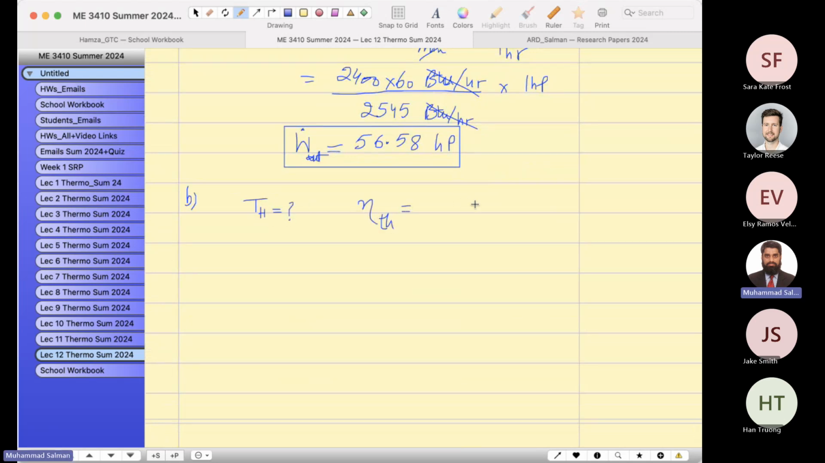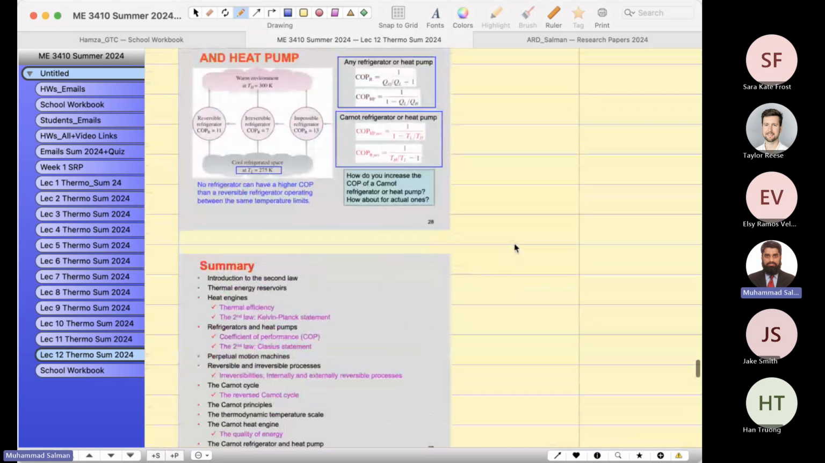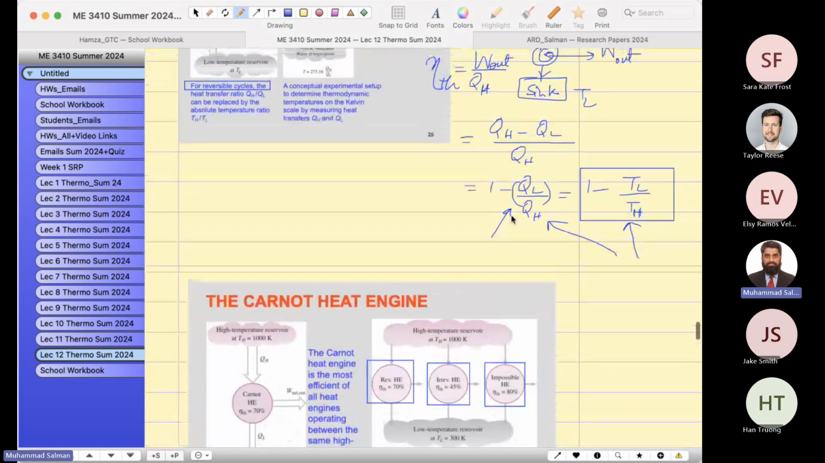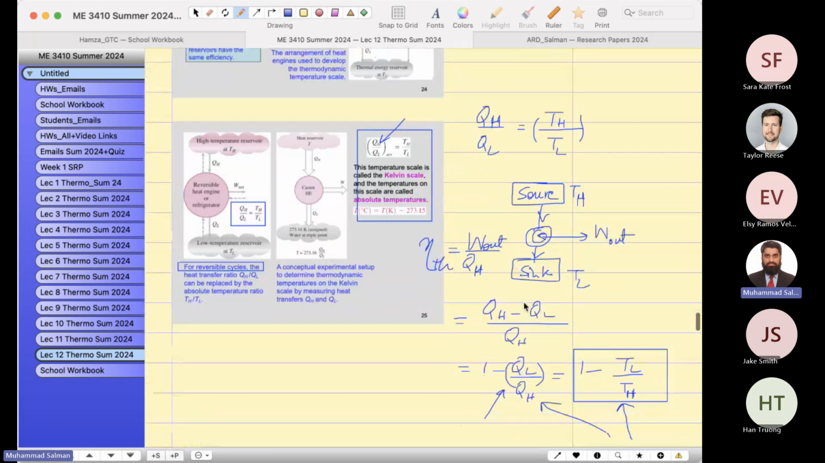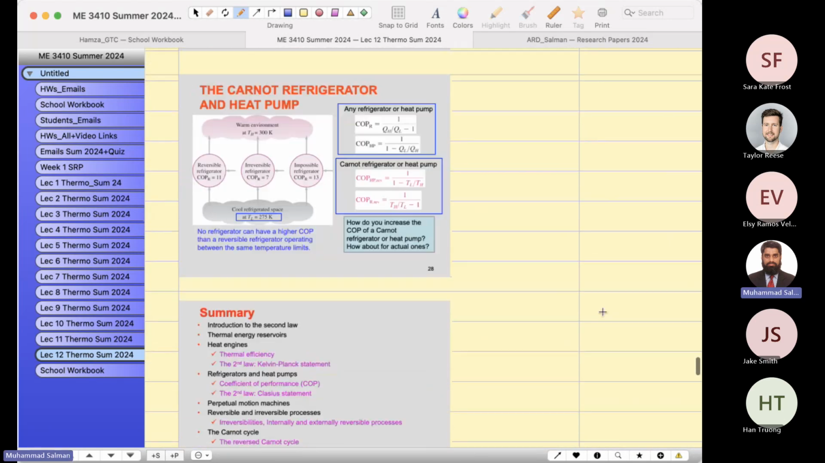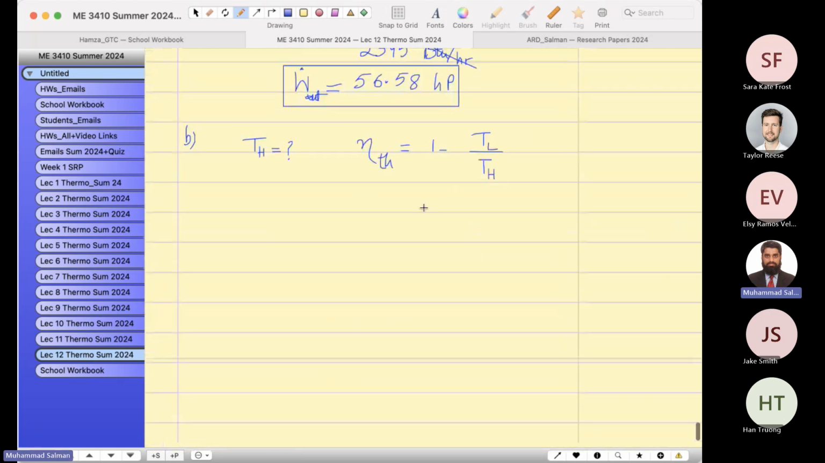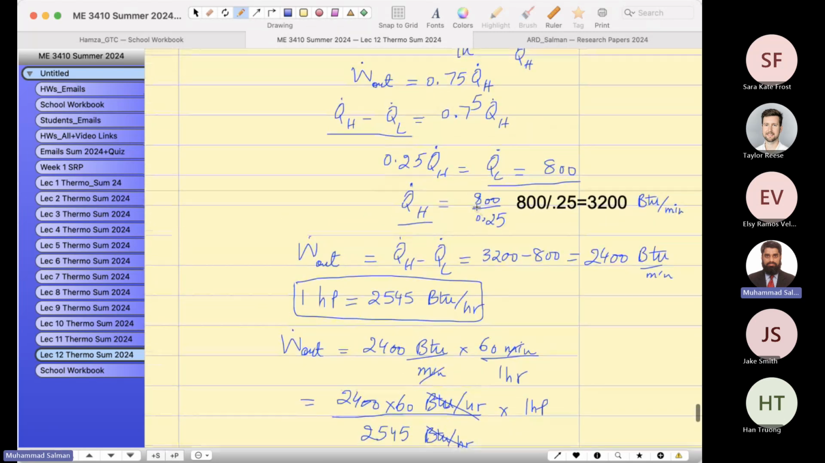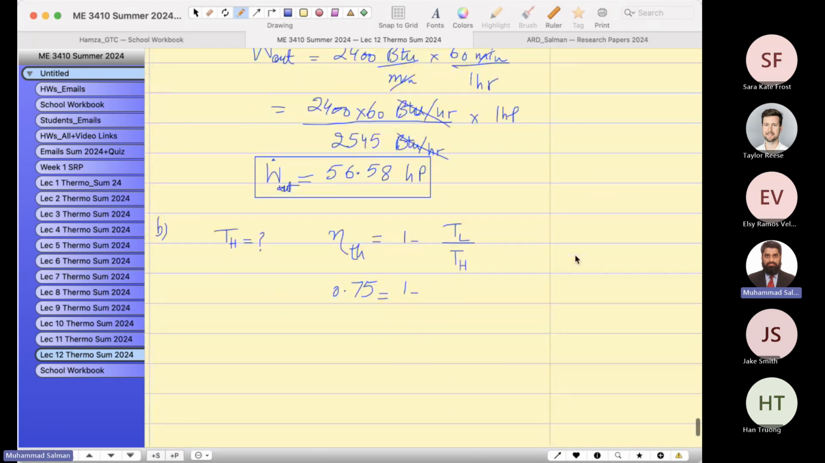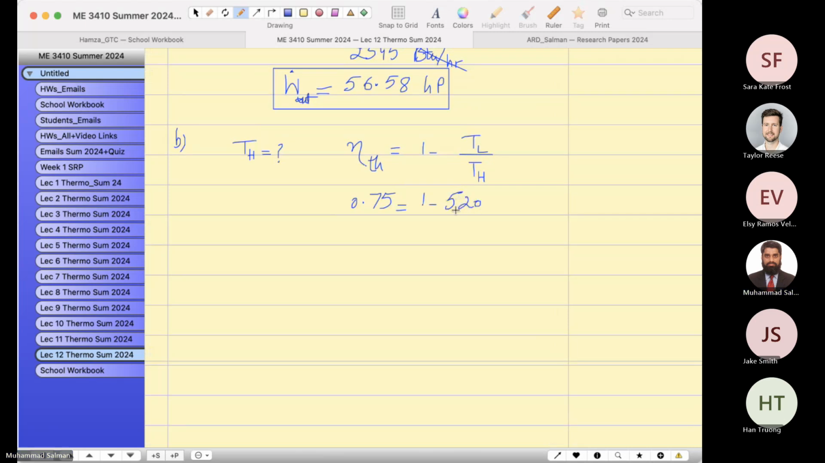Since this is a Carnot cycle heat engine, we can use this. We just learned that the thermal efficiency of a Carnot cycle engine is 1 minus TL over TH. So I can use this formula: 0.75 equals 1 minus TL, which is in Rankines, 520, divided by TH. So TH is 2080 Rankines.